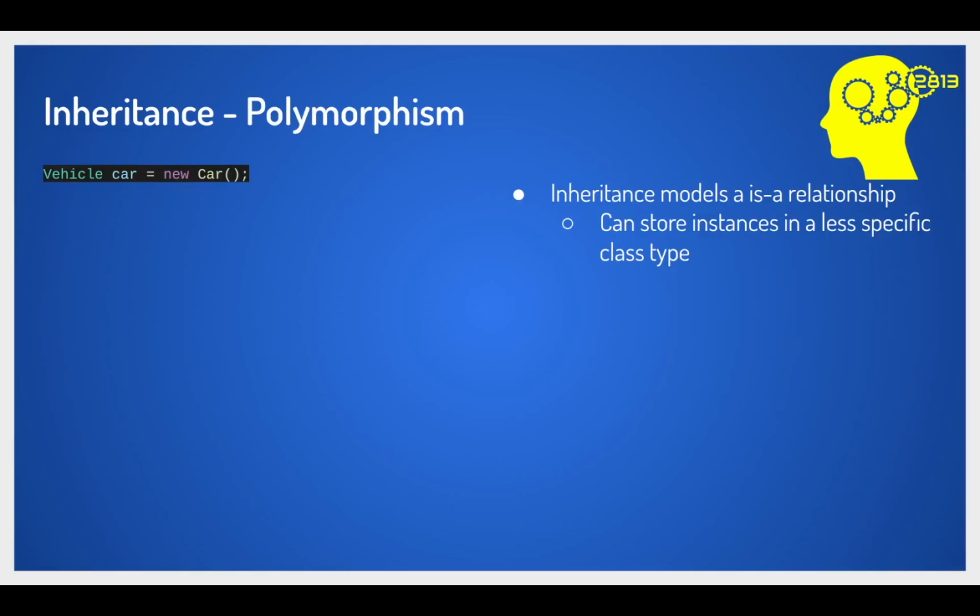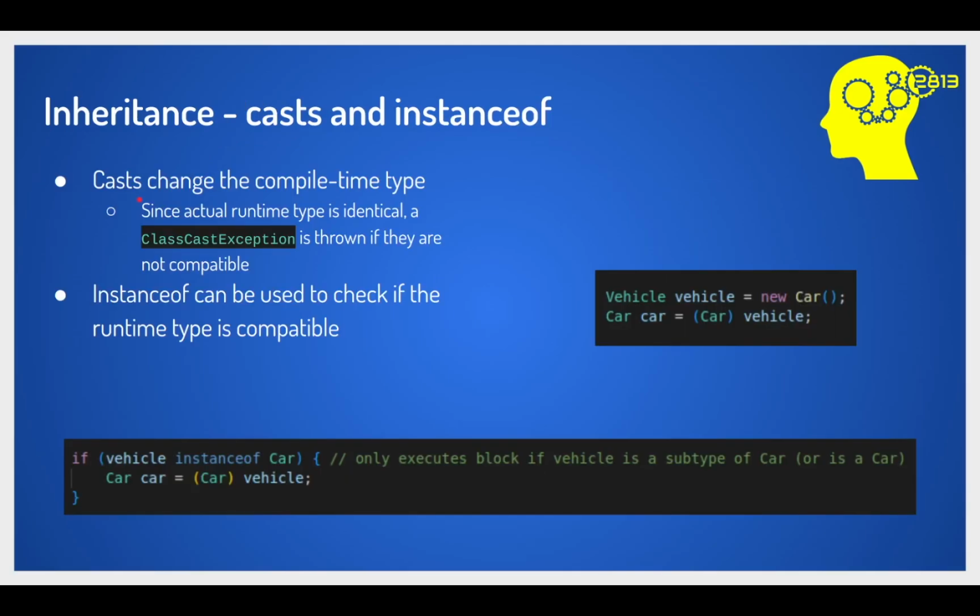So there's this weird thing called polymorphism. So inheritance is a relationship, but you can also store stuff in a less specific class type. For example, here, if a car is a vehicle, we can store an instance of car in a variable that stores vehicles. And it is actually possible to do this conversion backwards using casts.